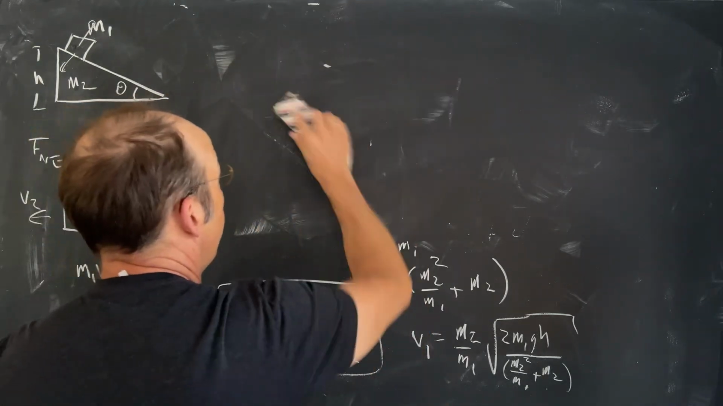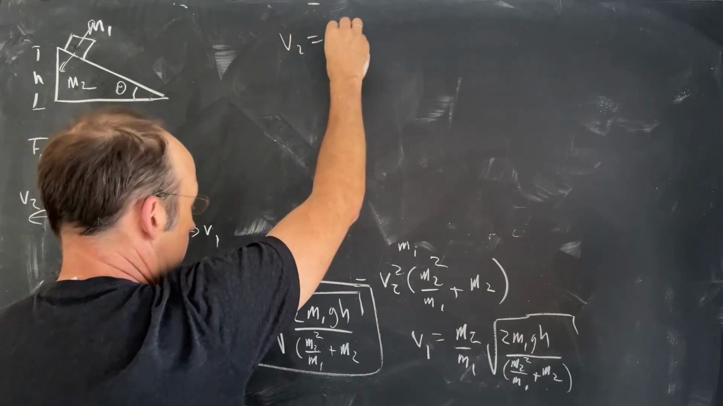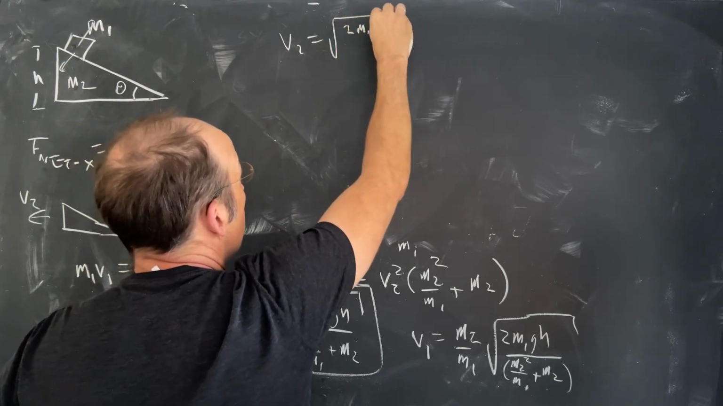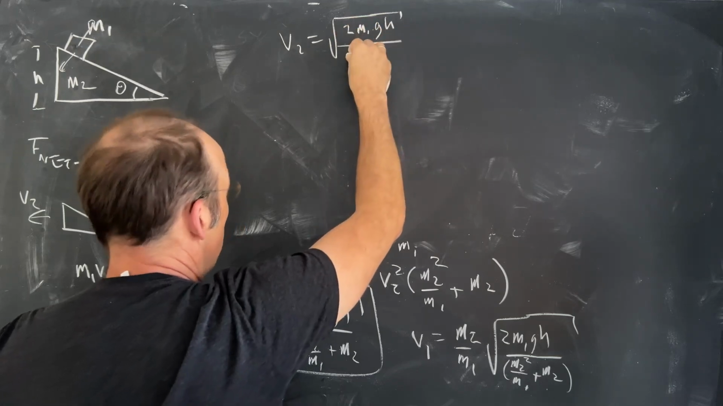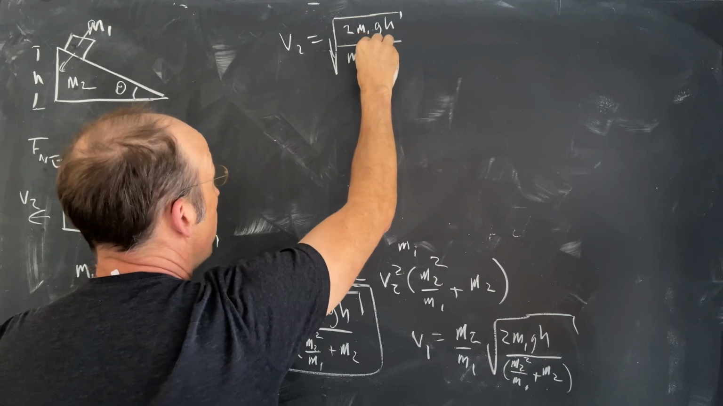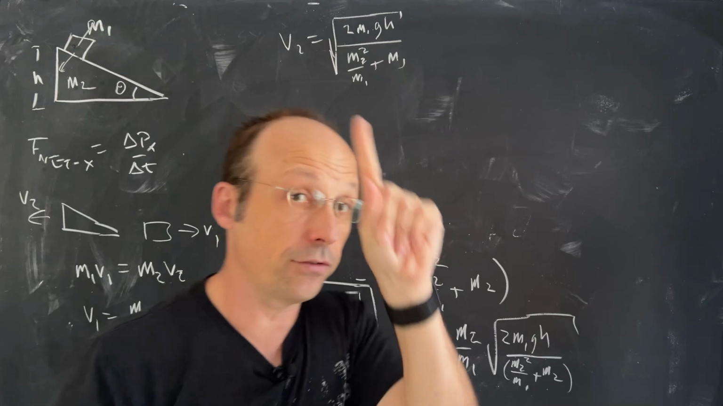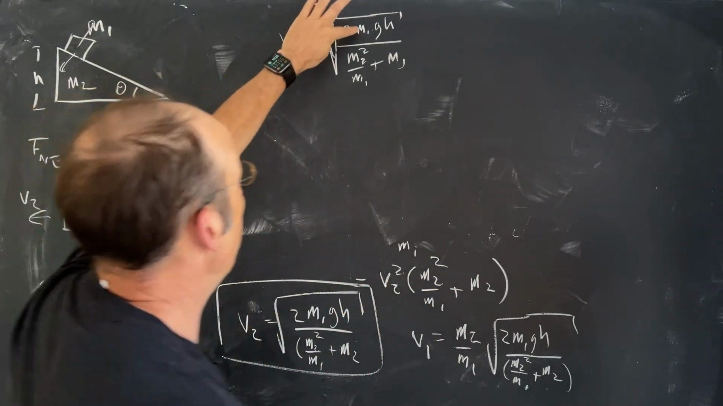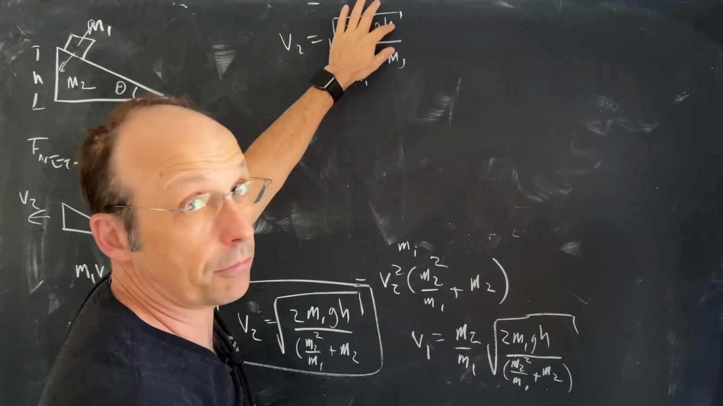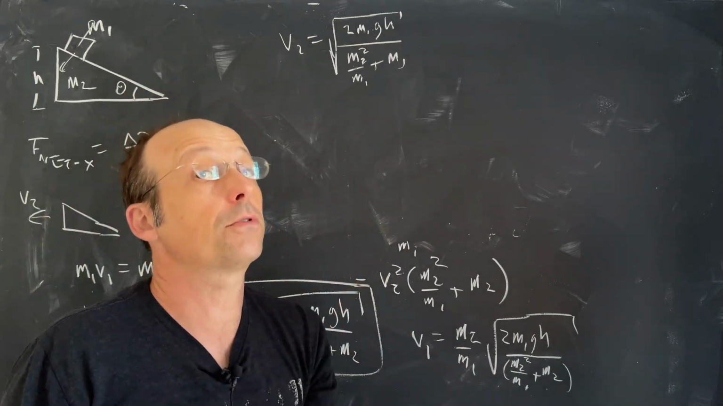Okay, but here we have v2. I want to put it up here because it's too low. v2 is the square root of 2 m1 gh over m2 squared over m1 plus m1. So let's check special cases. Number one, check the units. Here I have mass over mass, so the mass cancels. So that's meters per second squared times meters. So I get meters squared per second squared. I take the square root. It does have units of meters per second.